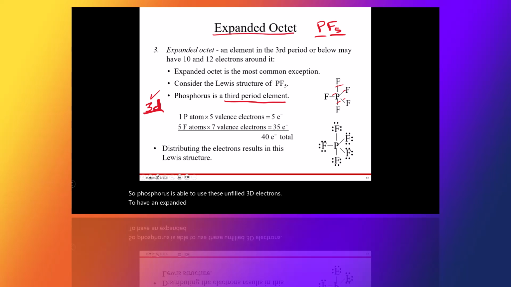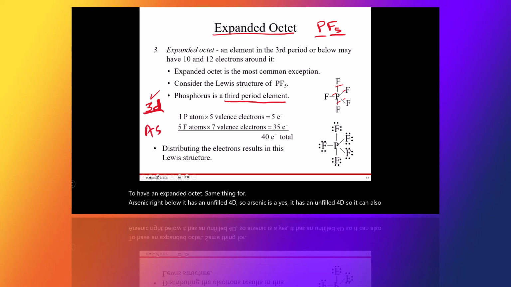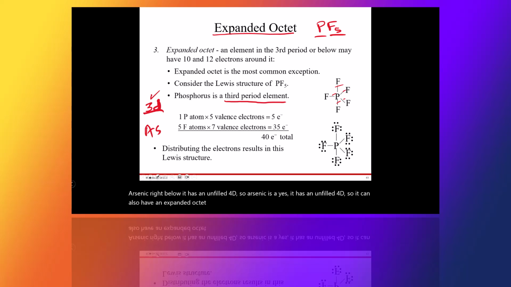Same thing for arsenic right below it. It has an unfilled 4D. So arsenic, AS, has an unfilled 4D, so it can also have an expanded octet. You do not see an expanded octet with anything in period 1 or 2, because there's no D sublevel to accept those extra electrons.